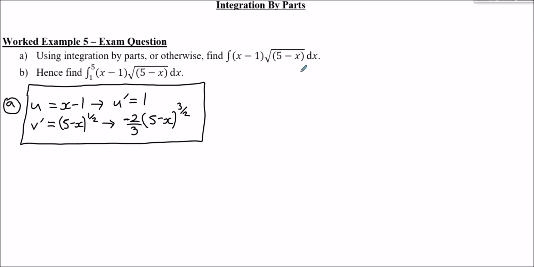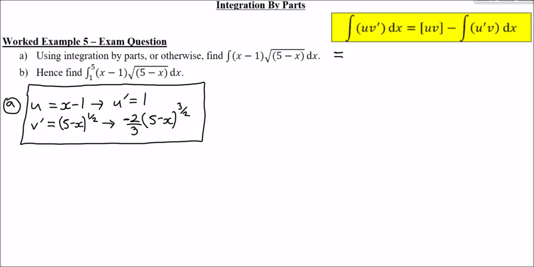So, based off this, we can now have a go at part A. This integral is going to therefore be uv minus the integral of u dashed v. In other words, this thing we have here. So, u multiplied by v will be x minus 1 multiplied by negative 2/3 of this. So I'm going to put the fraction first. So we have negative 2/3 x minus 1, then 5 minus x to the power 3/2.